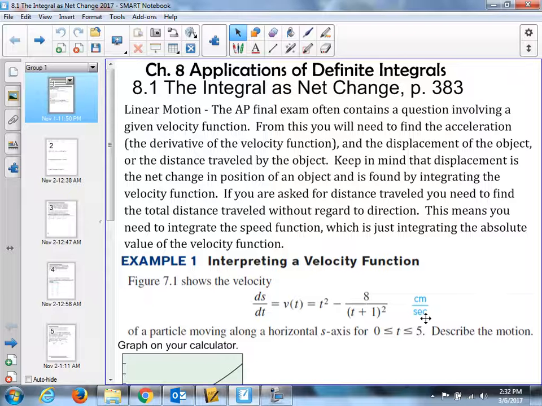Let's see here. Linear motion. And the reason why I include this, the AP final exam often has questions involving a given velocity function. We need to understand something. We played around with these before. It was on the review too from chapter 6 even.